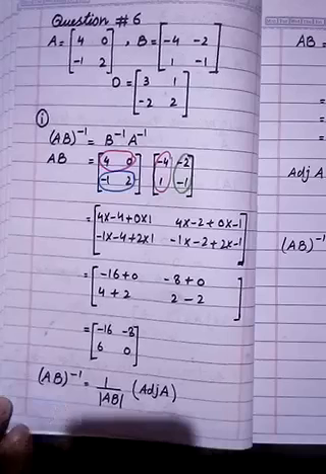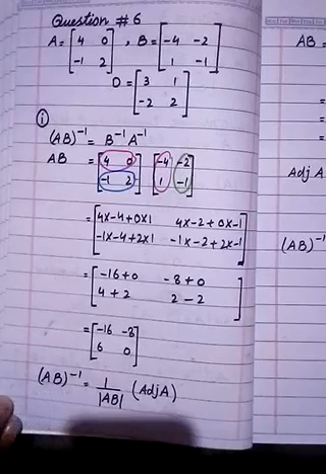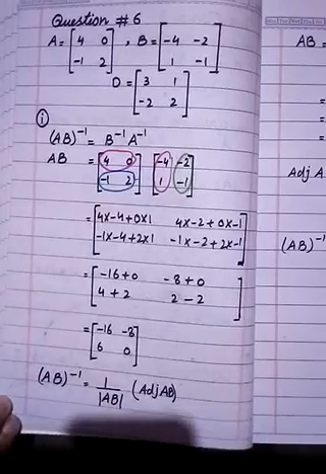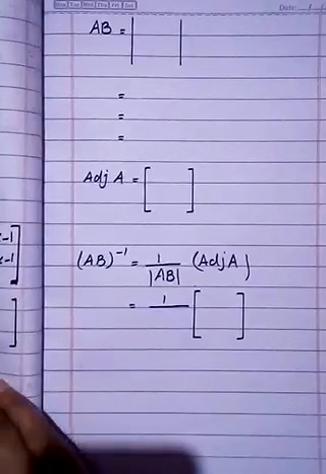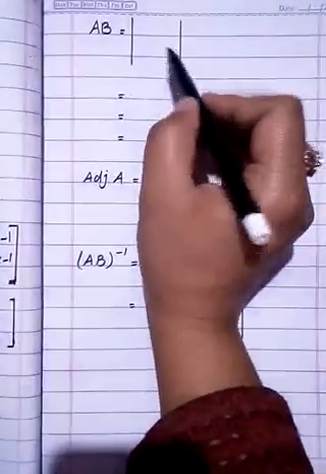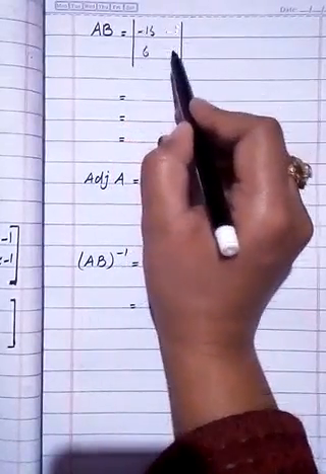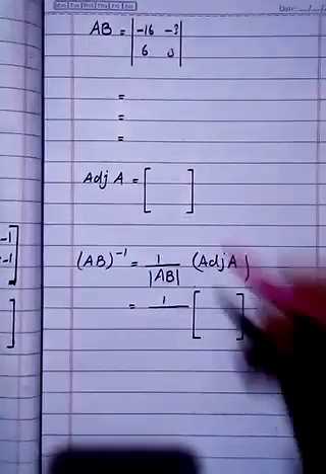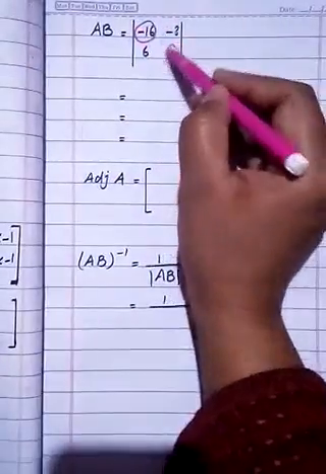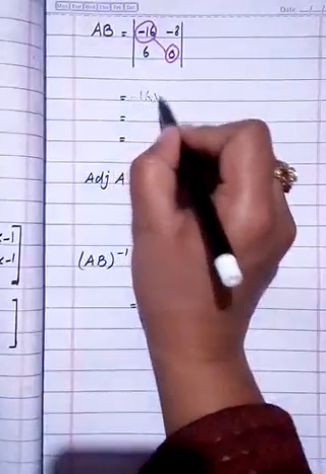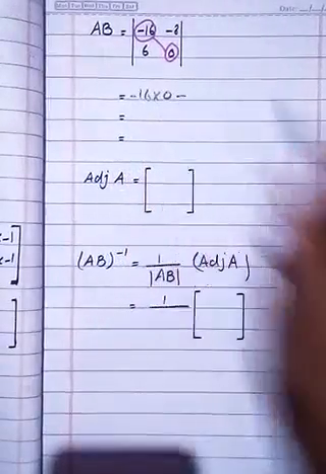Now basically you have to find the AB whole inverse, and in the previous question you have learned how you can find the inverse. AB whole inverse equals 1 by AB mod multiplied by adjoint AB. So now first of all you have to find the AB determinant. So write in determinant form minus 16, 6, minus 8 and 0. So the rule is same for finding the determinant. First entry multiply by fourth entry. Now you can write as minus 16 multiply by 0. In determinant, sign of minus is used here.